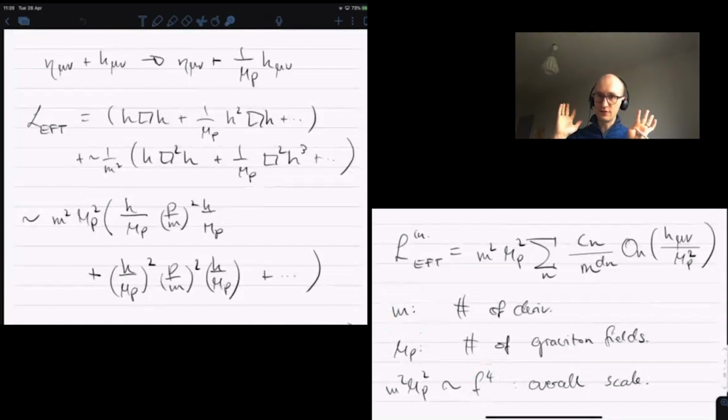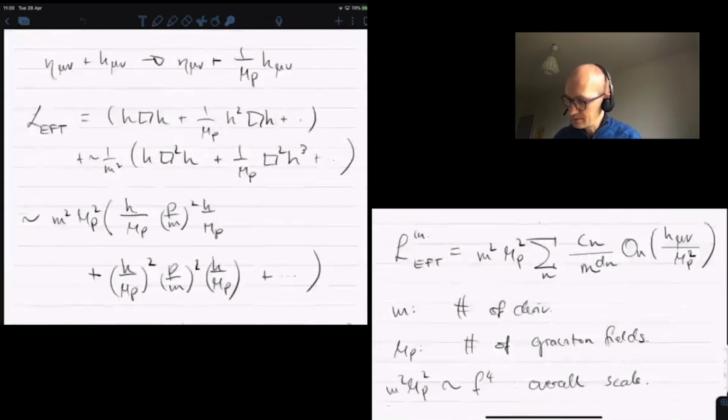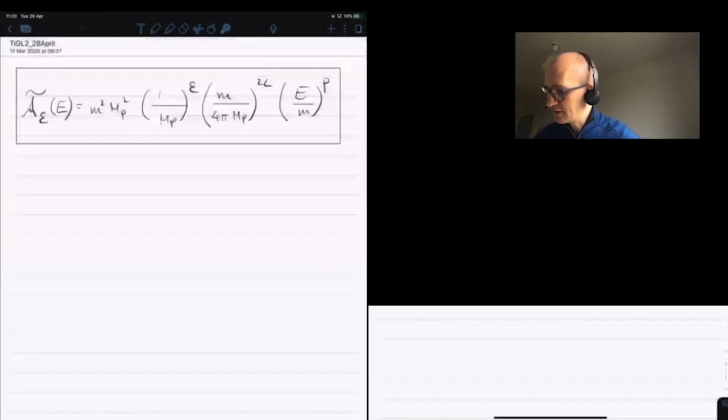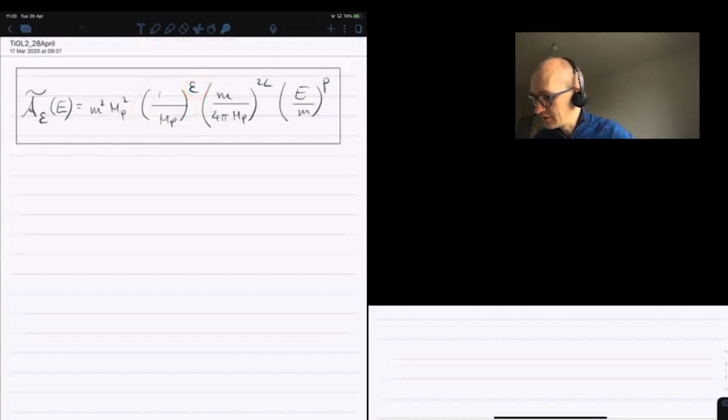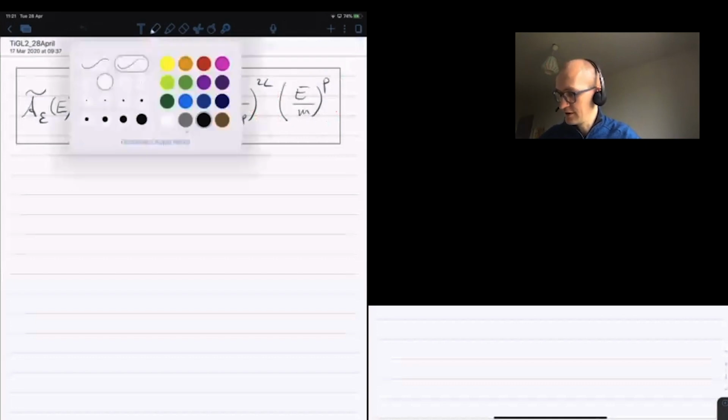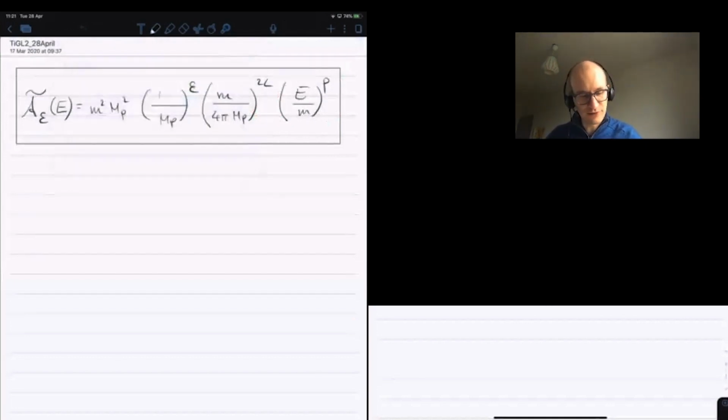We looked at the superficial divergence of a diagram in dimensional regularization using precisely these kinds of quantities, only we gave them other letters. And what we ended up with was precisely this: V to the power of the total number of external fields. Our loop counting parameter was little m over m Planck to the power 2 times loops. We had E over m to the P, and then the overall F to the 4 here. So this is one way of arriving at this result.